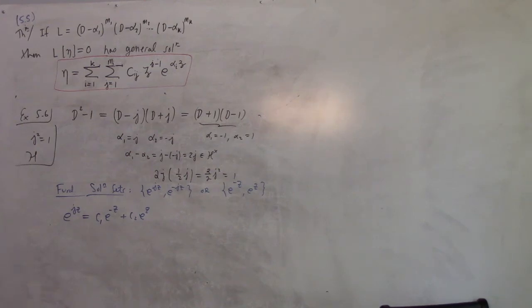Yeah. How about this? We could plug in z equal to 0. Then you get 1 is C1 plus C2. We could also differentiate this.